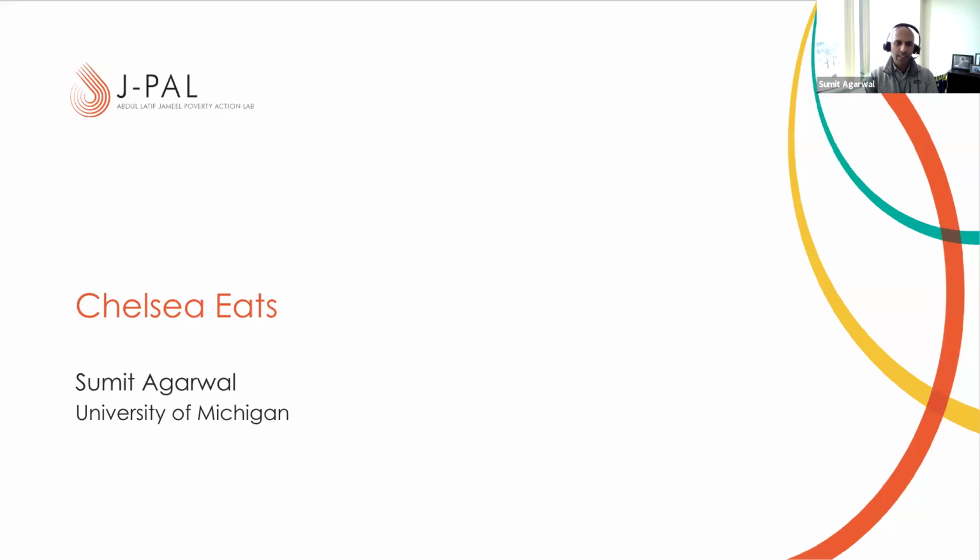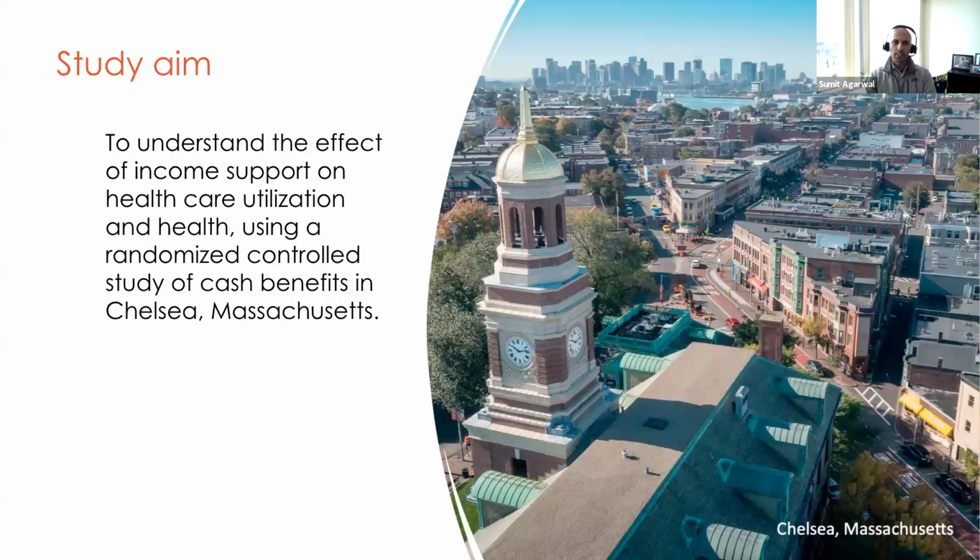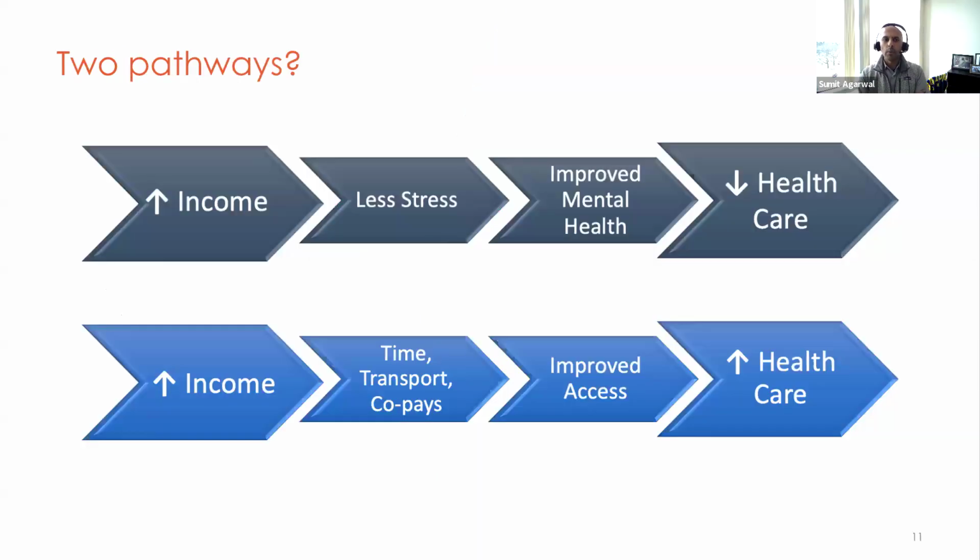Yeah, so we can go to the next slide. So the aim of this study was to understand the effect of an income support on healthcare utilization and health using a randomized controlled study of cash benefits in Chelsea, Massachusetts, which is pictured here and just north of Boston. Next slide. Specifically, we wanted to sort through two key pathways.